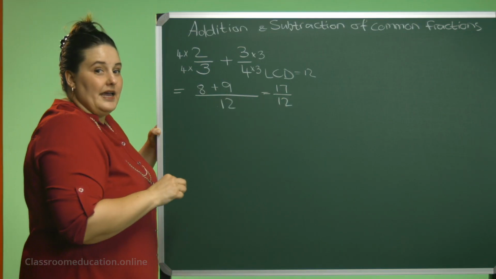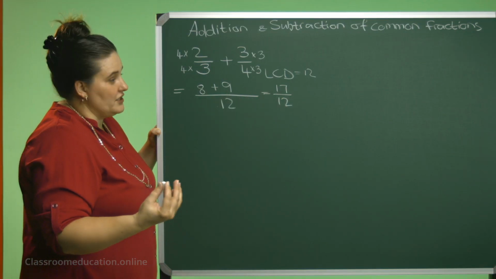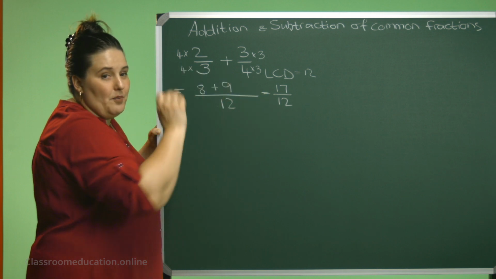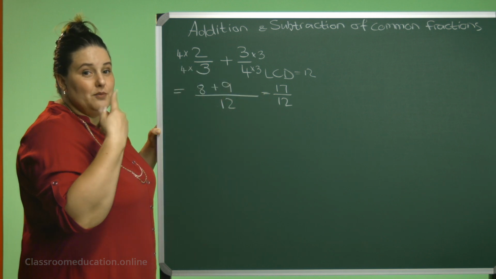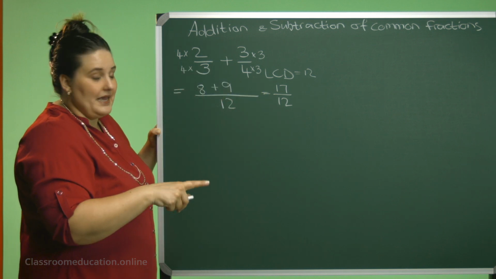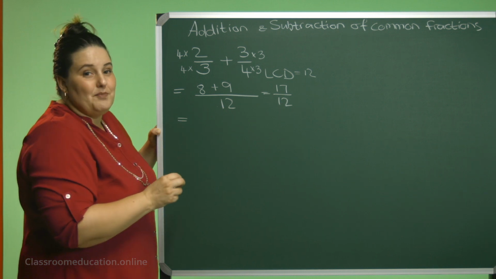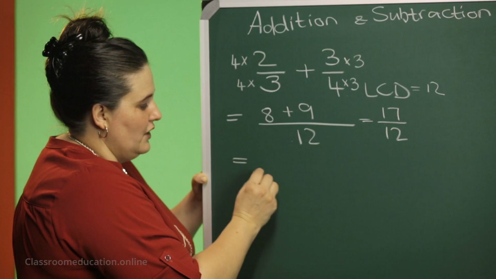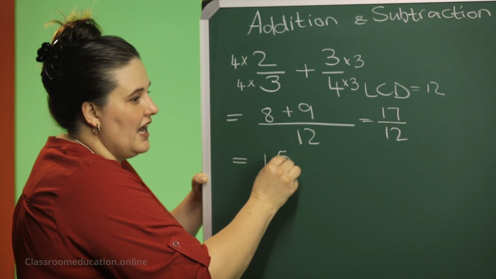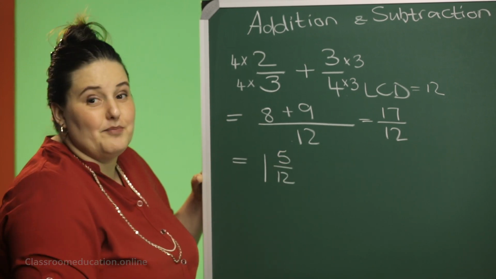17/12. And if you simplify this fraction, remember this is now an improper fraction because my numerator is bigger than the denominator. If I need to simplify this, I will say, okay, it will be 1 and 5/12 have been eaten.